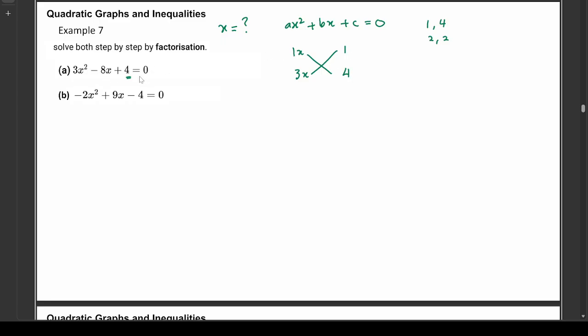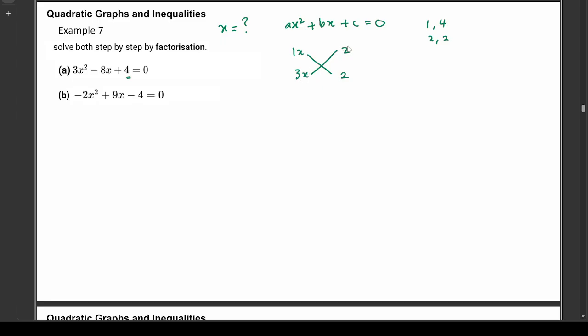3 and 4 are not able to get negative 8, right? You need to get 8 here, right? That means the difference must be 8. Okay, so let's try swapping it. How about 4 and 1? 3 times 4 is 12. This is 1. 12 and 1 can't really get 8, right? The difference will not be 8. Okay, so maybe it's not 4 and 1. Let's try 2 and 2.